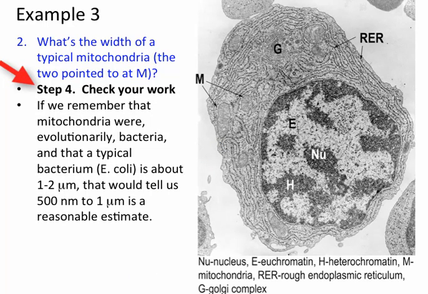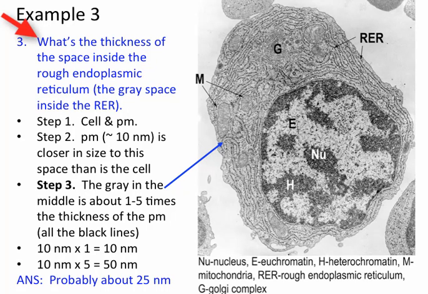Check your work. If we remember that mitochondria were evolutionarily bacteria, and that a typical bacterium, E. coli, is about 1 to 2 microns, that would tell us that 500 nanometers to 1 micron is a reasonable estimate for mitochondria. Question 3 for this image, what's the thickness of the space inside the rough endoplasmic reticulum, the gray space that I pointed to with the arrow?